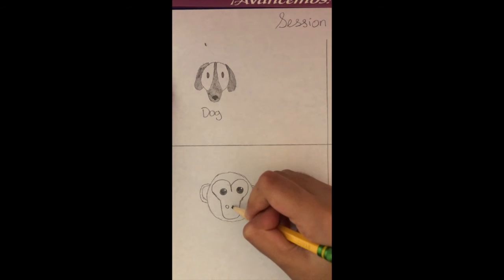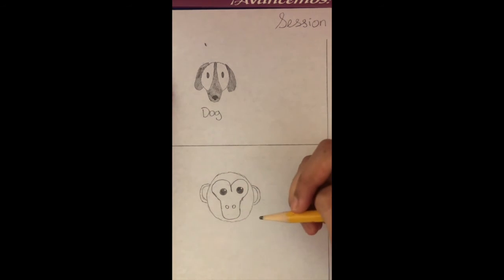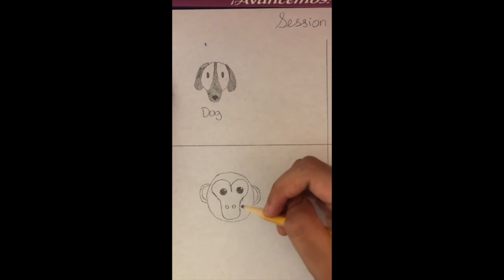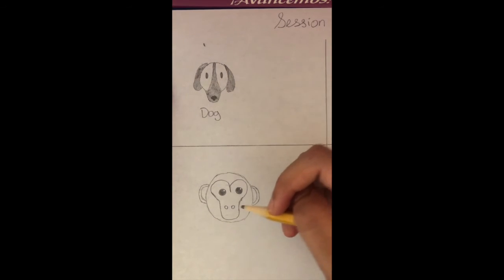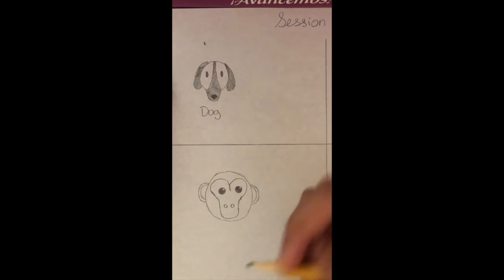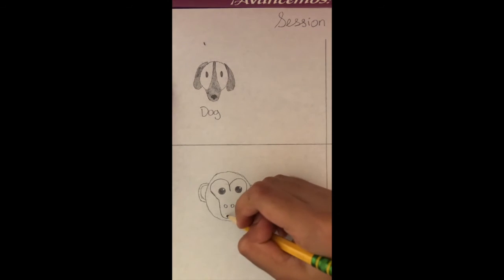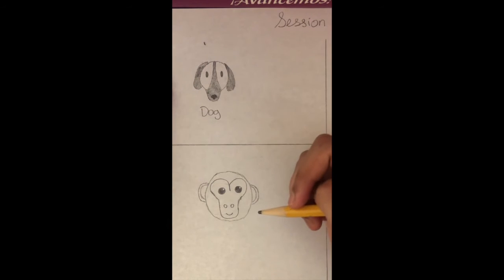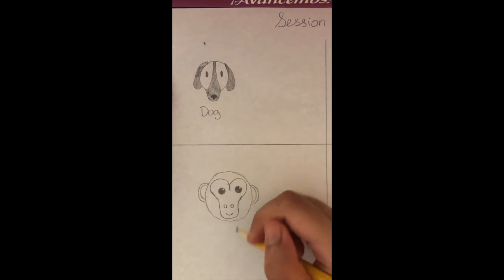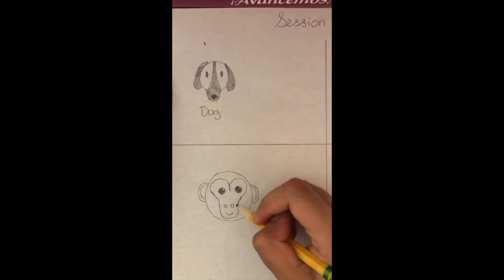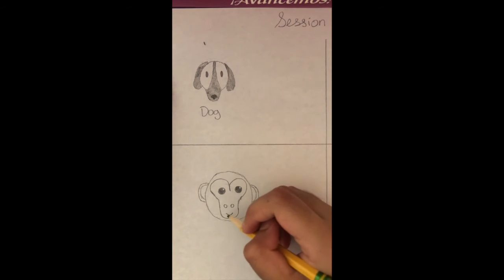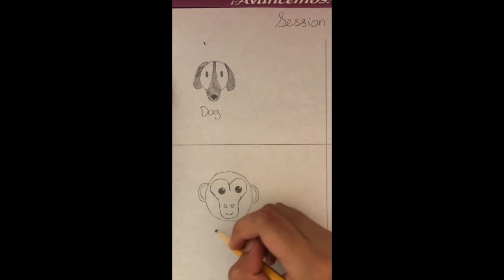Pro tip, if you're planning on actually coloring them, I would recommend that you use pencil first, and then maybe you can trace with pen or something. That way, even if you make a mistake, you can still erase it. Now we've got ourselves our monkey after adding 2 smaller dots and a curved line for a smile. And we've got ourselves our monkey.